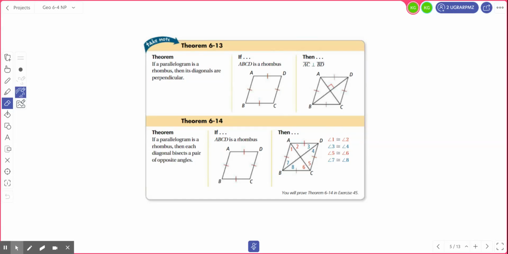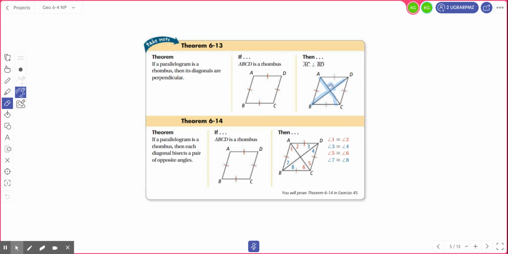Take a look at a couple new theorems. First theorem, 6-13. If a parallelogram is a rhombus, then its diagonals are perpendicular. So if it's a rhombus, then you can see here the diagonals, which means these lines, will cross at a 90-degree angle. They'll be perpendicular.